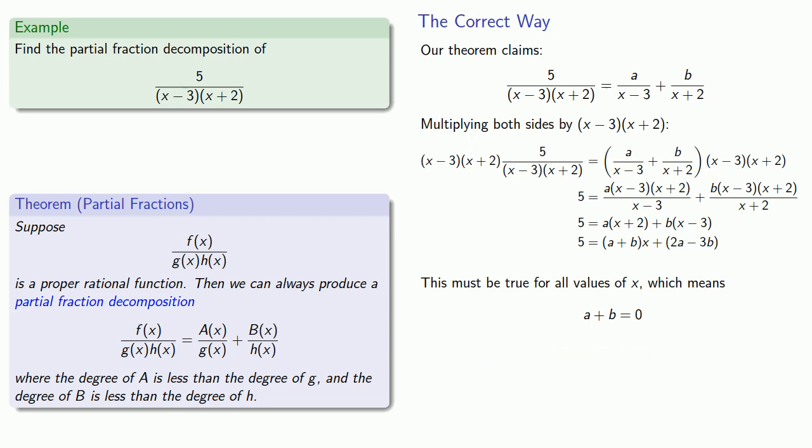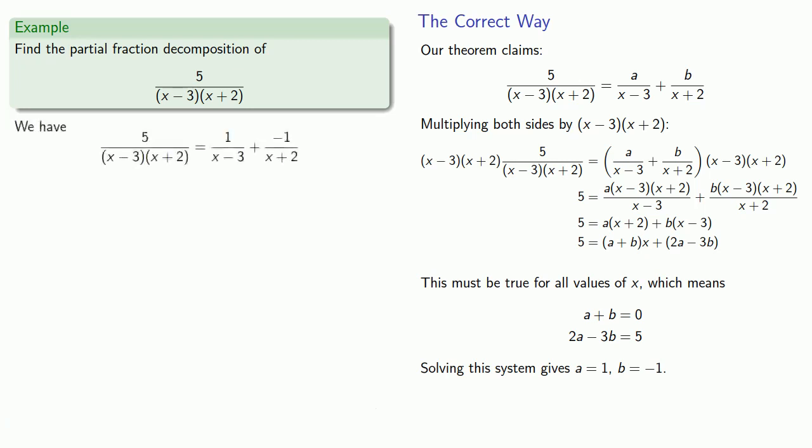Similarly, on the right, I have my constant term 2a minus 3b. This must be equal to the constant term on the left, 5. And now this gives me a system of two equations with two unknowns, a and b, and I can solve that system of equations. And I have a equals 1, b equals negative 1. And again, this is the correct way to solve for a and b.